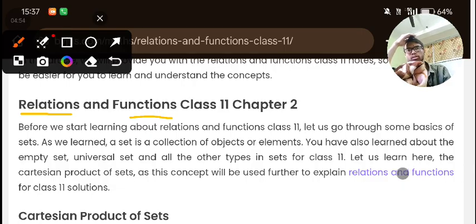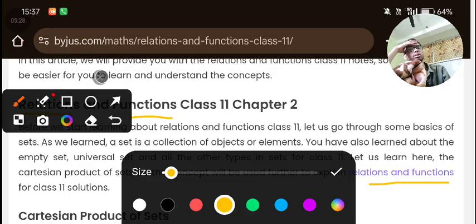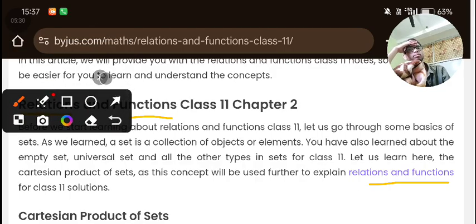Let us learn here the Cartesian product of sets, as this concept will be used further to explain relation and function. This concept will be used to explain relations and functions for class 11. Now we are starting to understand the Cartesian product of sets.